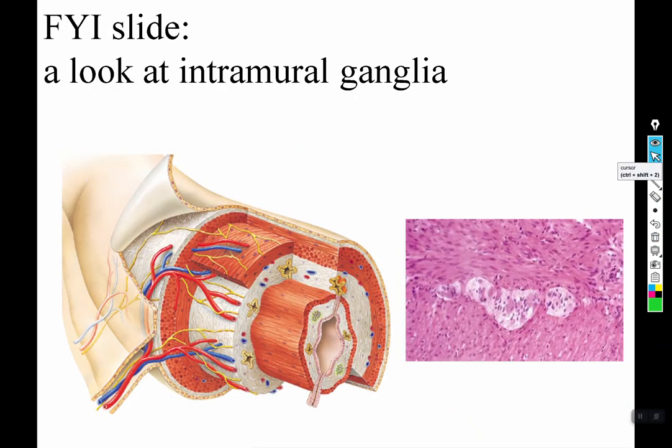So, one example here. This is a look at an intramural ganglion. And so, remember, since these ganglia are populations of cell bodies, and then very, very short axons leading away from them, they look like this. So these little patches of lighter tissue are intramural ganglia between the muscular layers of the digestive system. So we'll see a lot of those next term too when we do the histology of the digestive tract.